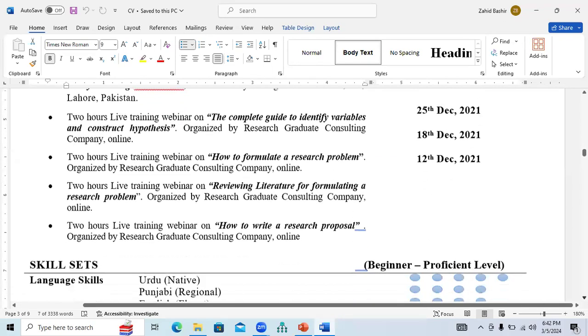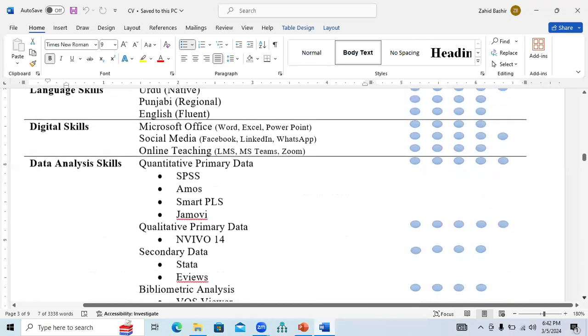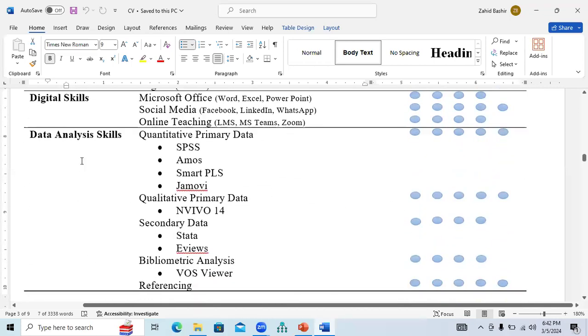There is a long list of these things. Then I would like to discuss my data analysis skills. I am proficient in quantitative, qualitative, and mixed method approaches. In quantitative, I am expert in SPSS, Amos, Smart PLS, Jamovi. In qualitative, I am proficient in NVivo 14. And in secondary data analysis, I am proficient in Stata and eViews. In bibliometric analysis, I am proficient in VOSviewer. So these are some of the tools that I am proficient in.